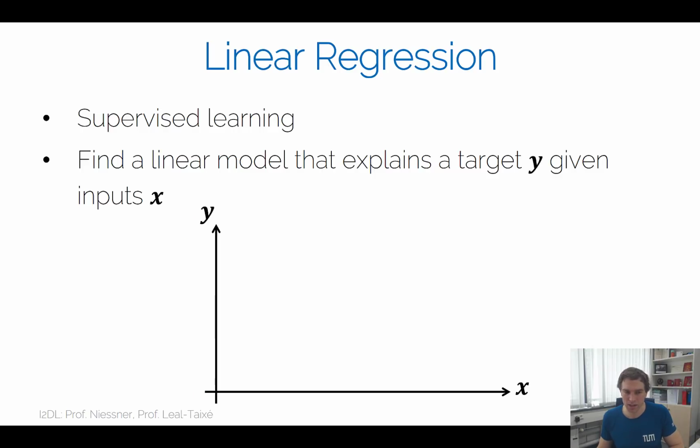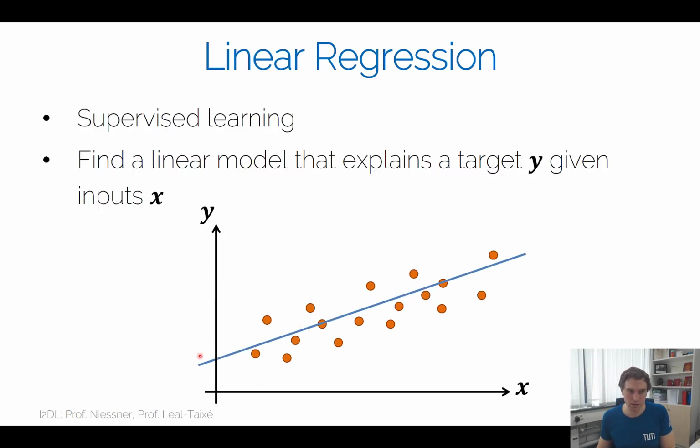What I can do is plot the training samples here. Every orange dot here is a single training sample, meaning that for one x, I know the respective y, my target ground truth. And what I would like to do in linear regression is find this line here. Based on this training set, I would like to fit a line. It's linear regression, which is why this is a linear model, fit to these training samples.